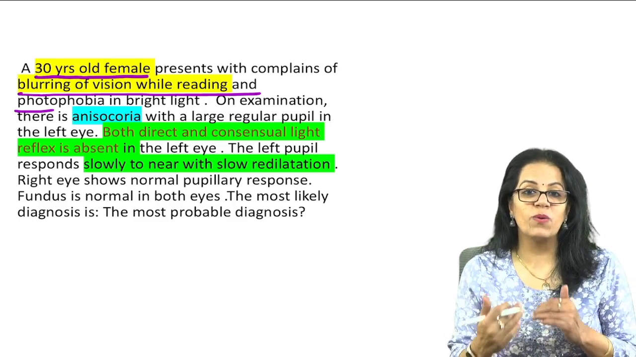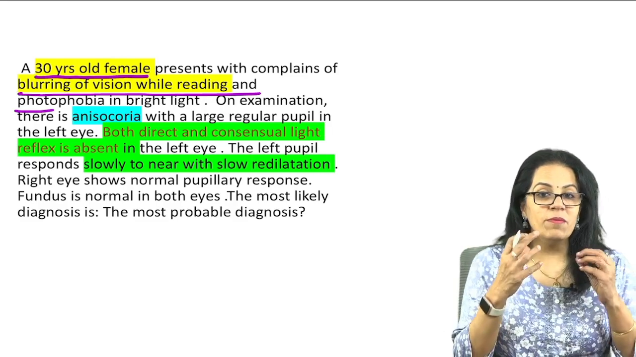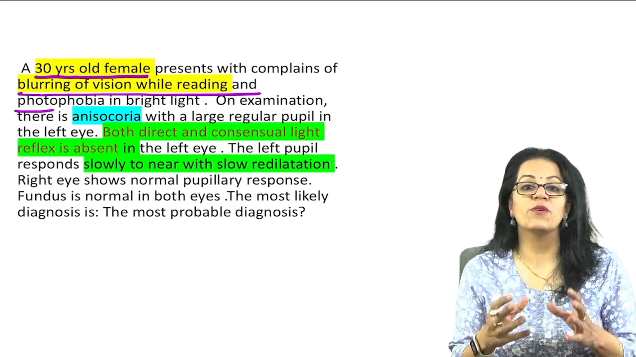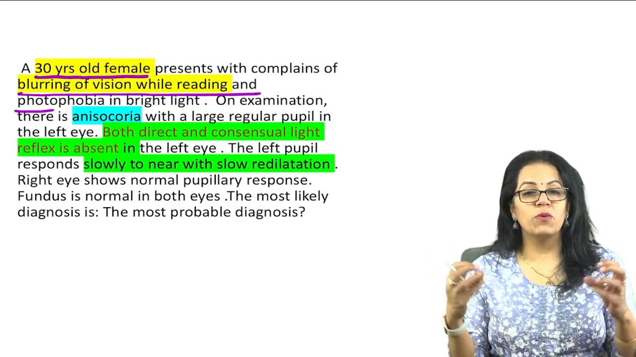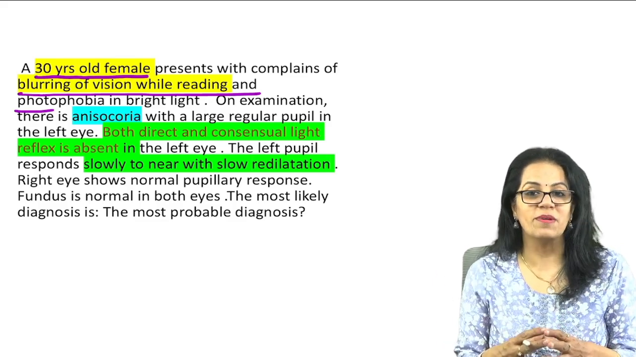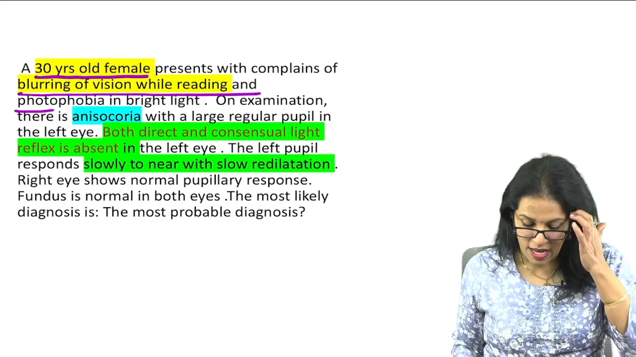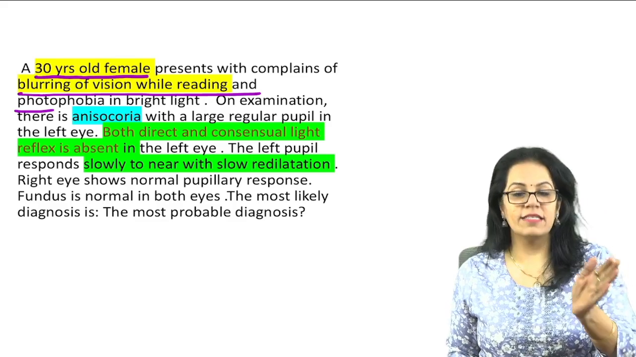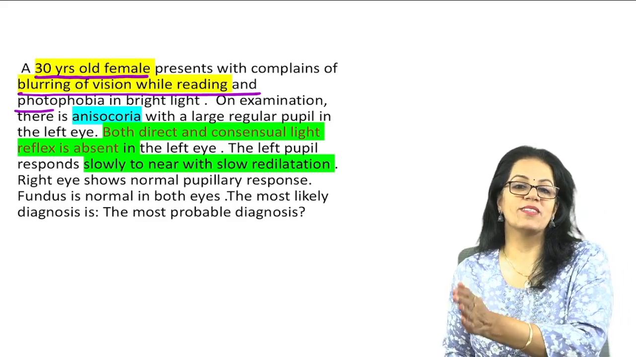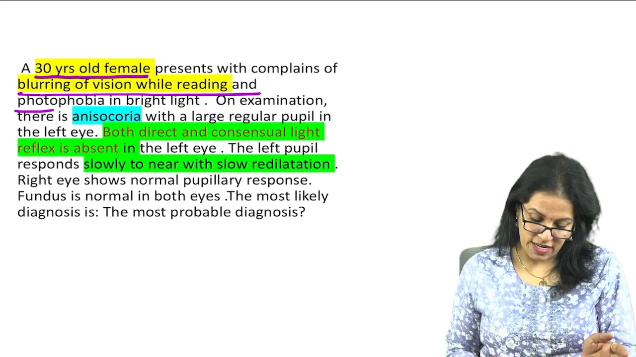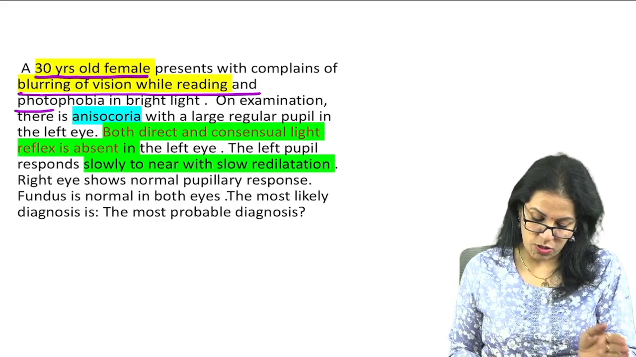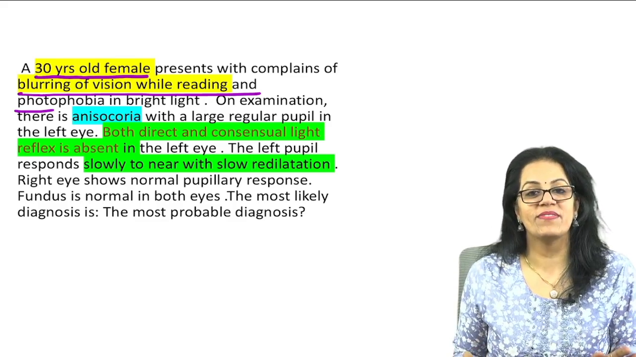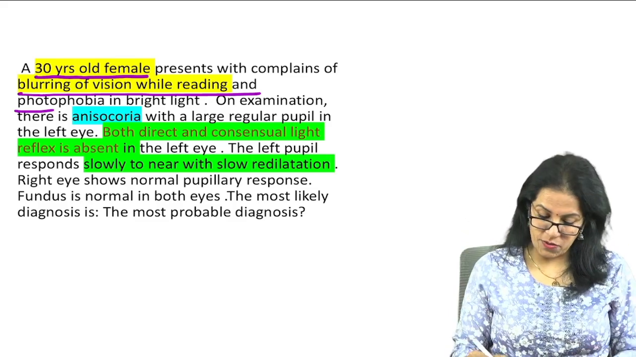Now, when you say slow redilatation, it should immediately click what we are talking about. We are talking about tonicity, tonic pupil, isn't it? In the right eye, the pupillary response is normal. The fundus is also normal in both eyes. Most probable diagnosis is... we have to think about the diagnosis one by one.